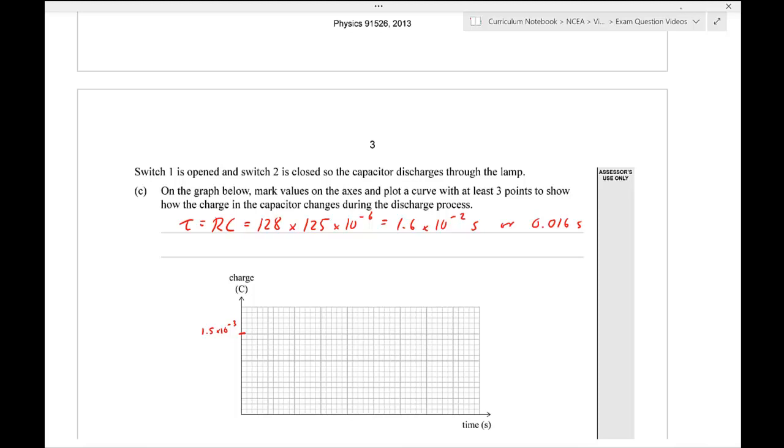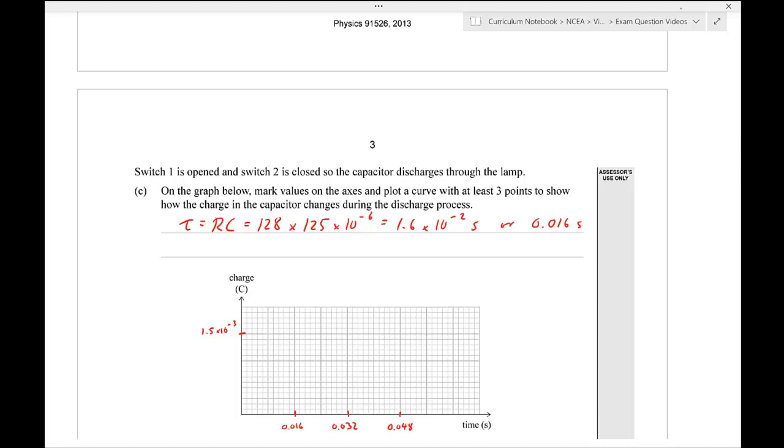So, and we want to show at least 3. So why don't we make these 3 points? So 0.016. And then we'll make this one 0.032. And we'll make this one 0.048. Okay, so that's our 3 time constants.